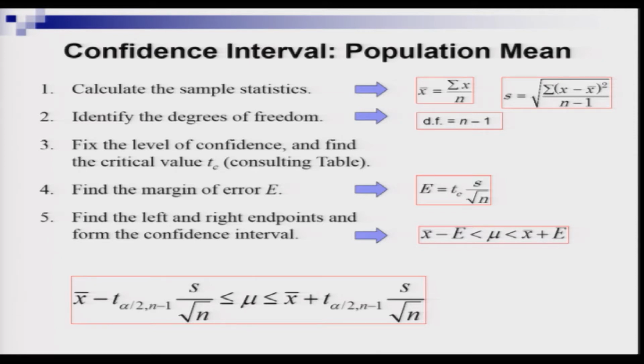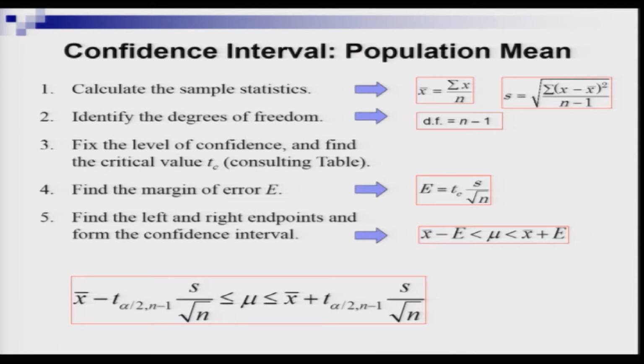Now, the fourth step talks about the calculation of the margin of error, capital E, and that is given by the formula in the corresponding red box. The critical value that you observe from the t table is multiplied with s, the sample standard deviation, and that is then divided by root of n. Once E is determined, it is time to find the left and right endpoints and form the confidence interval.